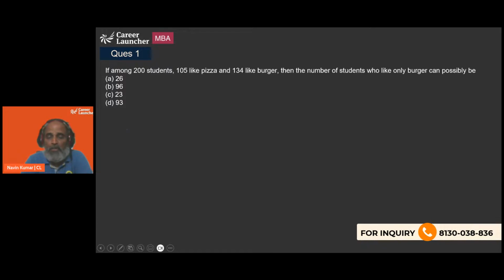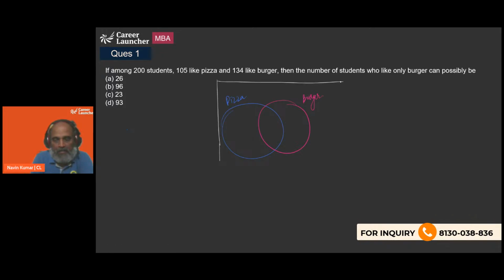So the first question is, if among 200 students, 105 like pizza and 134 like burger, then the number of students who like only burger can possibly be. Okay. So we can solve it using both the approaches, the Venn diagram and the second level chocolate distribution method. So if I want to solve it using a Venn diagram, let's say this circle represents the students who like pizza, right? And this represents the students who like burger. And this is the entire universe of this particular problem.